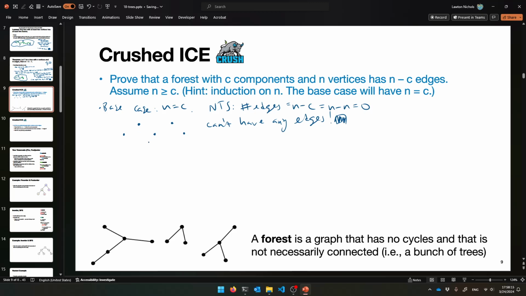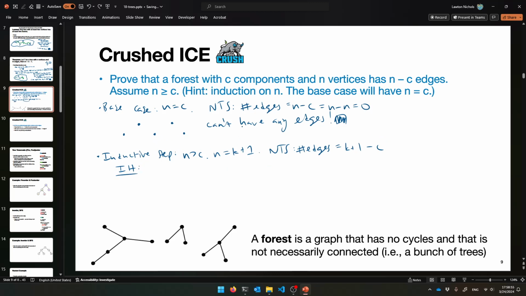And then our inductive step is n is more than C. N is bigger than C, and then also just say n is equal to k plus 1. All right. So what I need to show is that the number of edges is equal to n minus C again, which is, well, if this is n, k plus 1, number of edges is equal to k plus 1 minus C. Okay? I can use my inductive hypothesis, though.